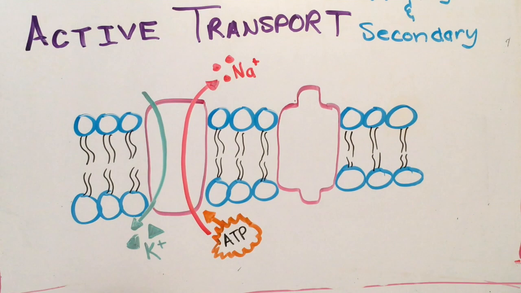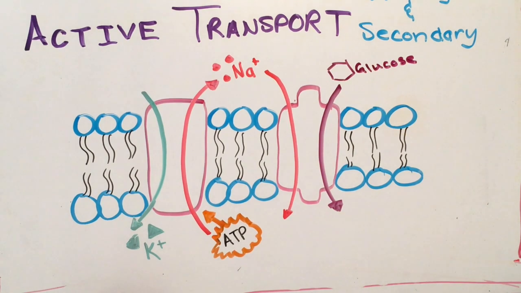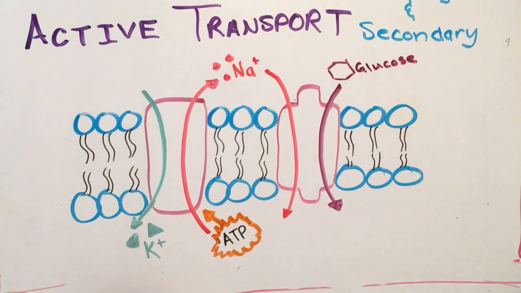As for secondary, it uses an electrochemical gradient as its source of energy. For example, the hydrogen sucrose pump. Hydrogen ions are pumped out of the cell by the help of ATP. This creates an electrochemical gradient, and the hydrogen ions eventually are able to provide the energy necessary to transport sucrose across the concentration gradient.